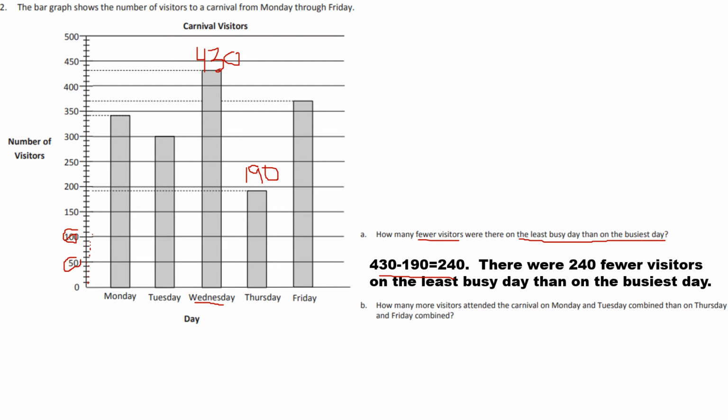And now this is your problem. What you are going to do is B right here. How many more visitors attended the carnival on Monday and Tuesday combined than on Thursday and Friday combined? So you have to look at Thursday and Friday and Monday and Tuesday. So take your time to do this problem.